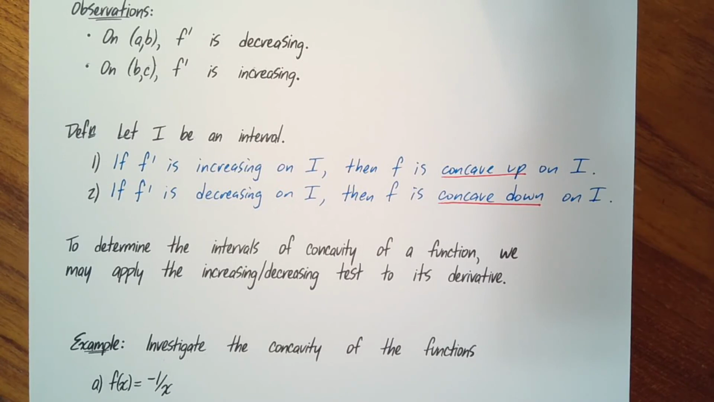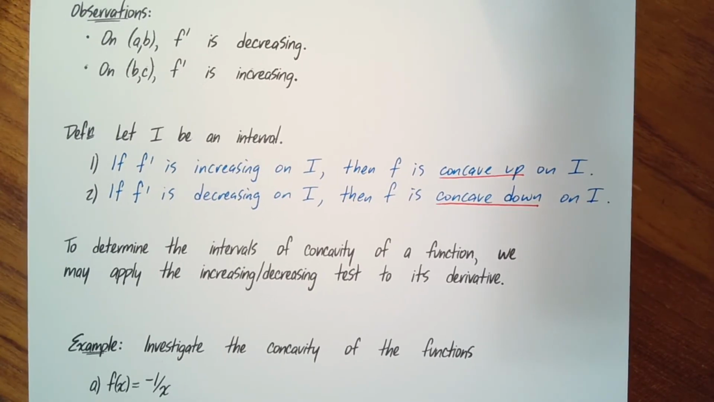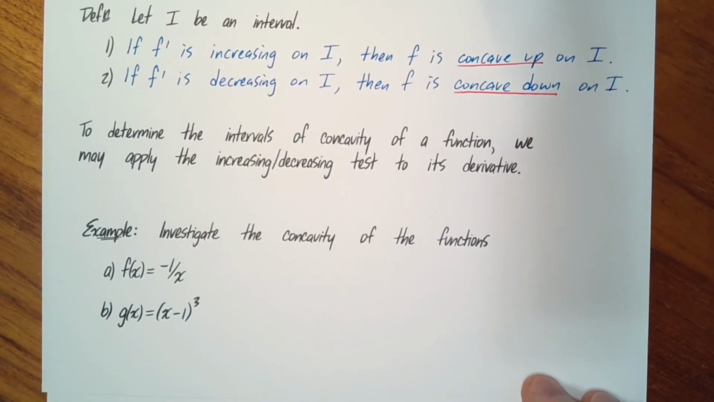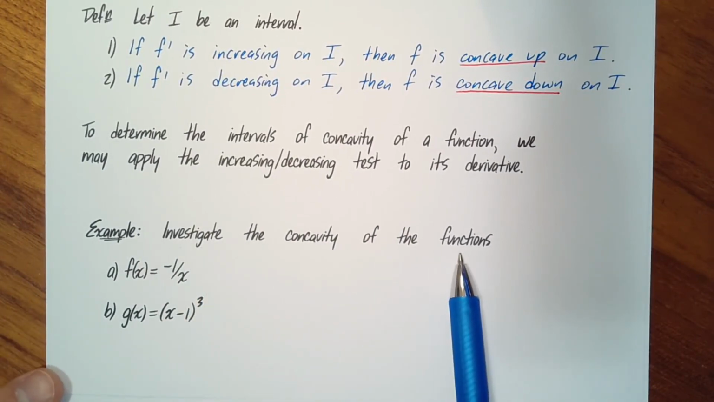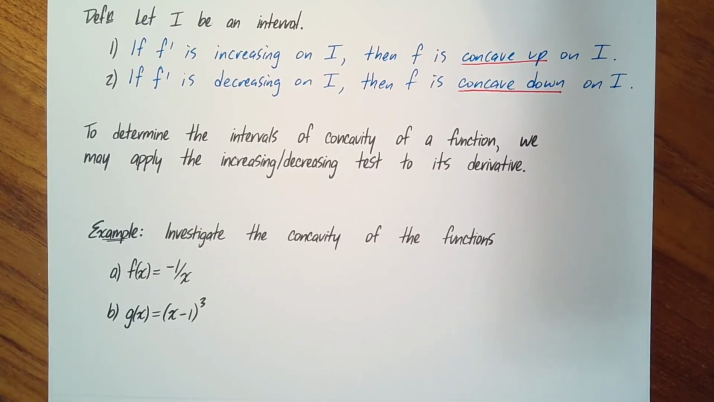We're going to look at the second derivative, and we're going to analyze it in a manner that's analogous to the way we analyzed the first derivative in the previous section. Okay, and the examples that we're going to look at are here. So this says investigate the concavity of the functions. What that means is just to determine upon which intervals the function is concave up and which intervals the function is concave down. That's what you're really looking for when you hear that phrase, investigate the concavity.